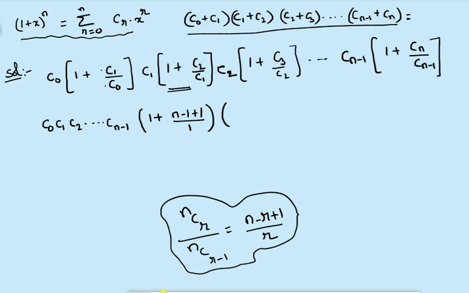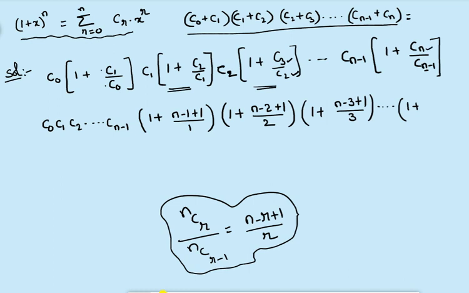Next, C2 divided by C1, we can write this as 1 plus (n minus r plus 1) divided by r. The next one also, nCr divided by nC(r-1), we can write that as 1 plus (n minus r plus 1) divided by r. If you continue like this, finally we can write this is r and this is r minus 1. So (n minus r plus 1) divided by r.